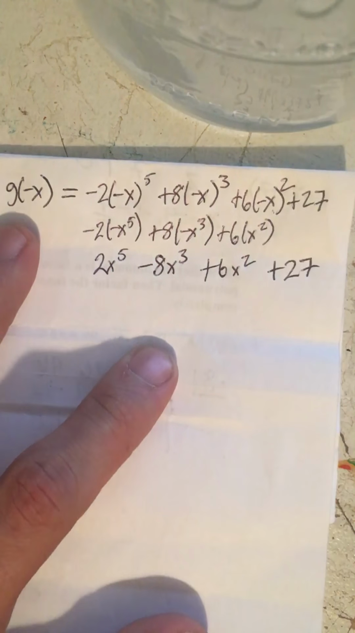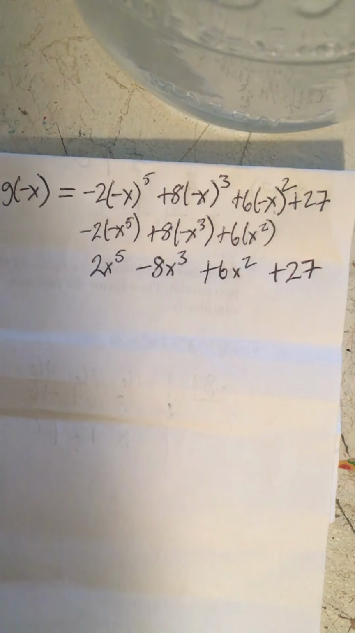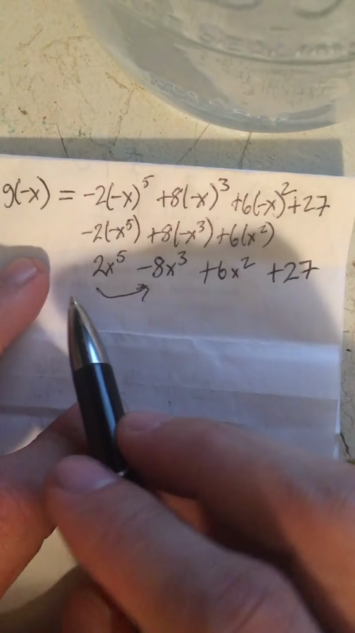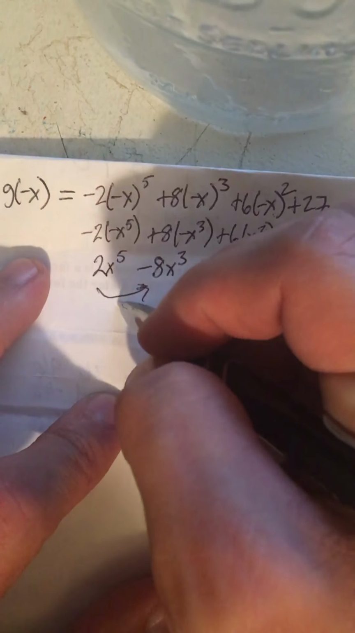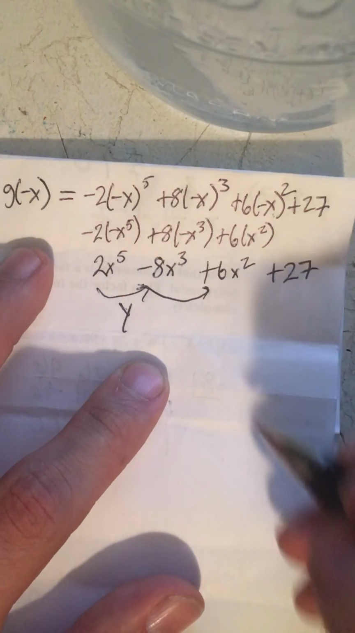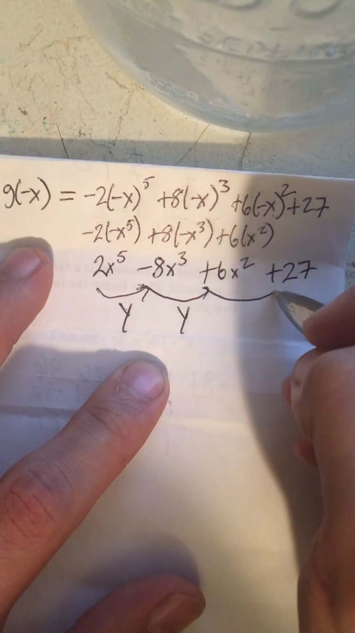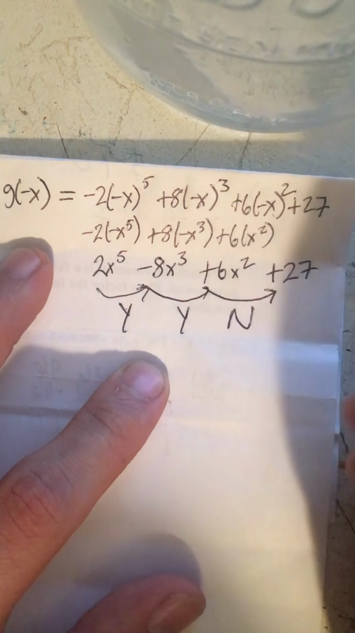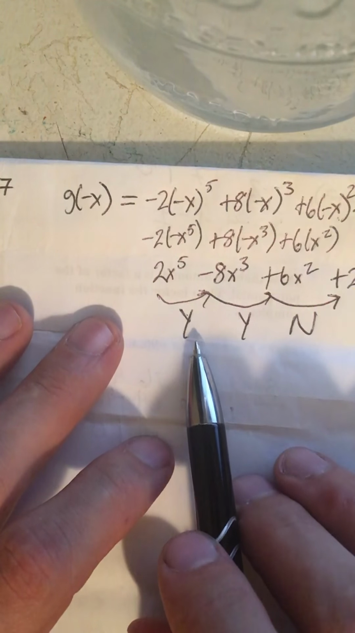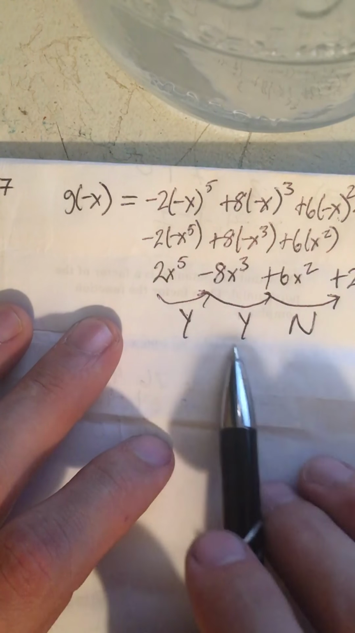Okay, so if we're looking at that, let's talk about the sign chart. Is that a change? Yeah, we went from a positive to a negative, so that's a yes. We went from a negative to a positive, so that's a yes. But we went from a positive to a positive, so that's a no. So now we go back to our PNCT chart. This tells us that we have possibly two yeses.